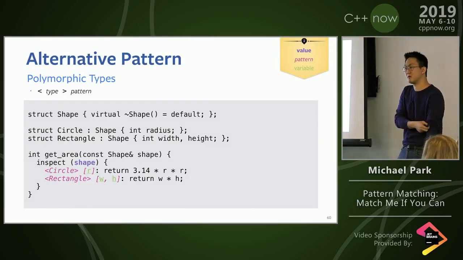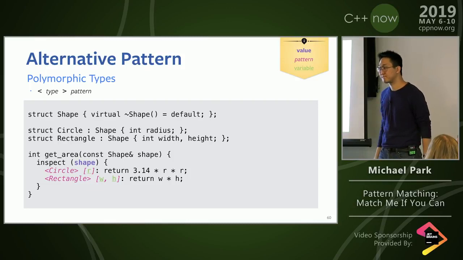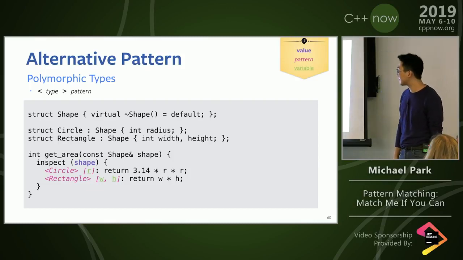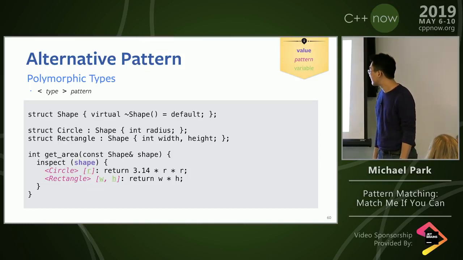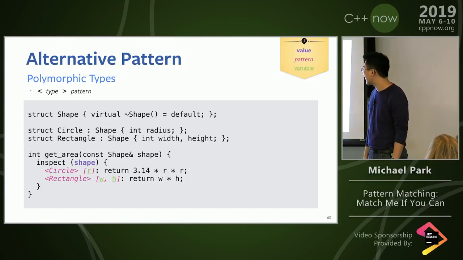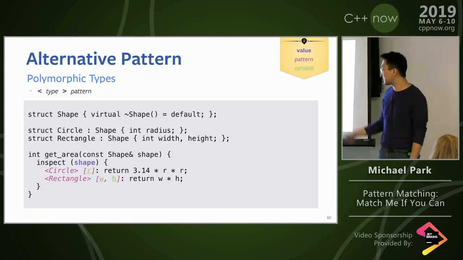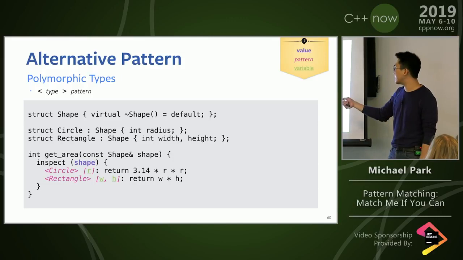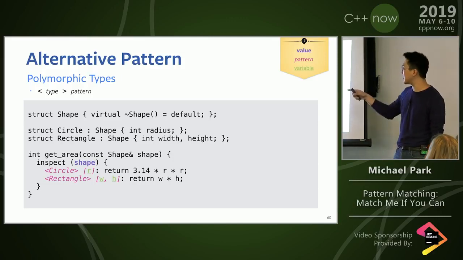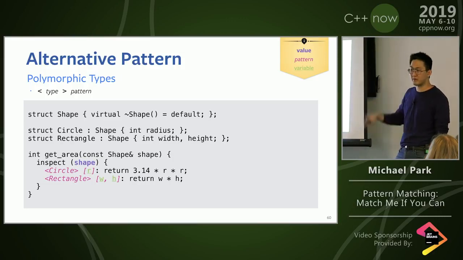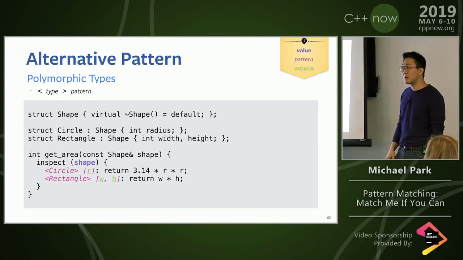Okay, sorry, I figured out my answer. So this is statement form, so you're not returning the result of this expression implicitly. You could also write this in expression form by saying return inspect shape and fat arrows. And this is why it can't be an expression, as we said.